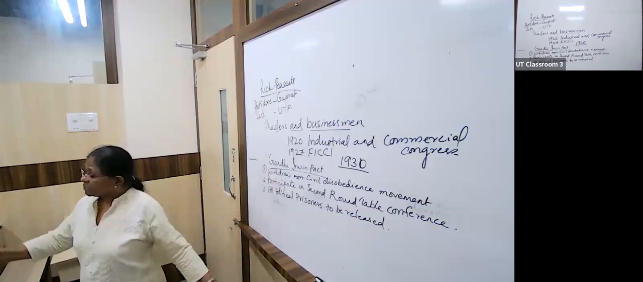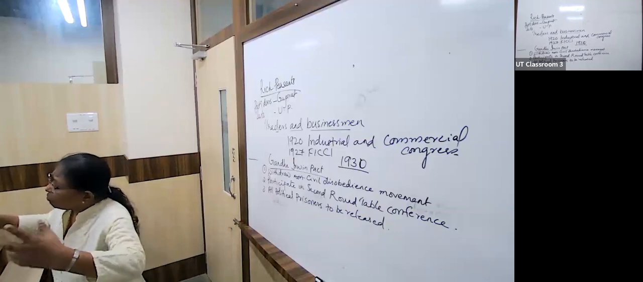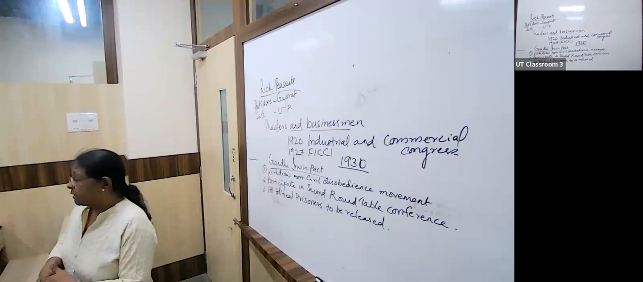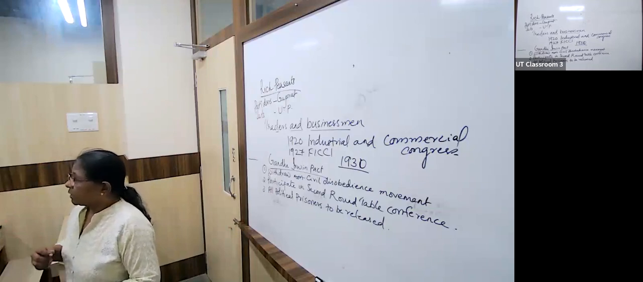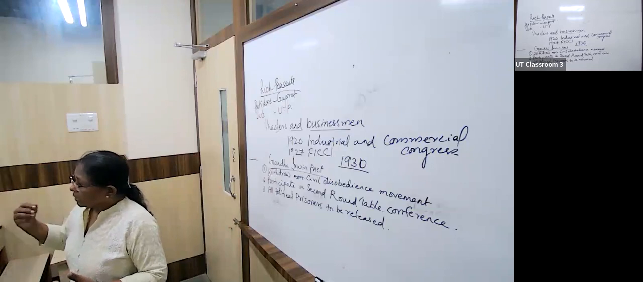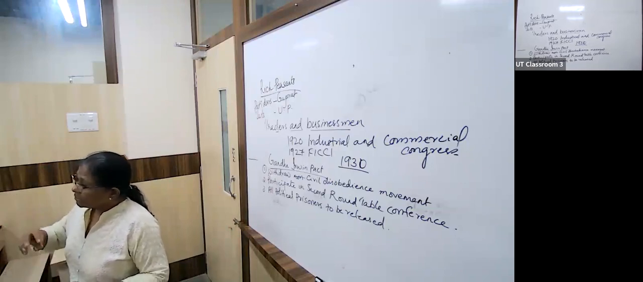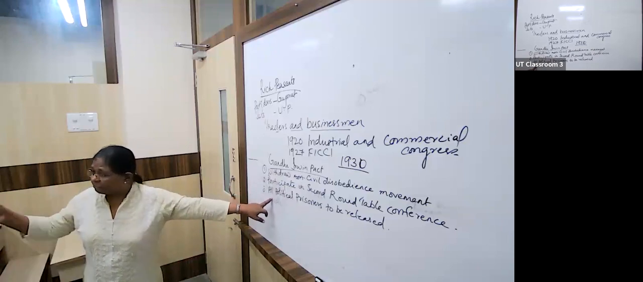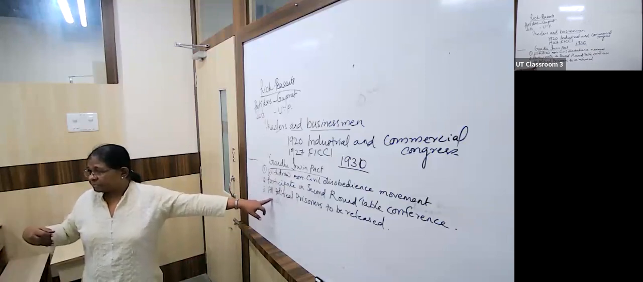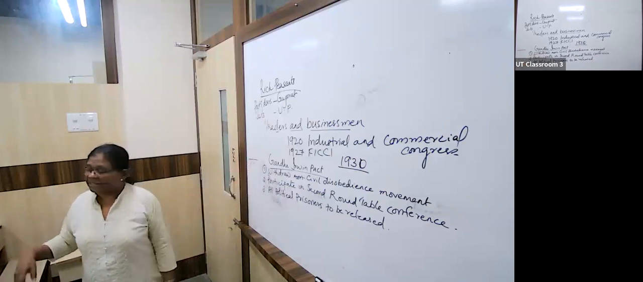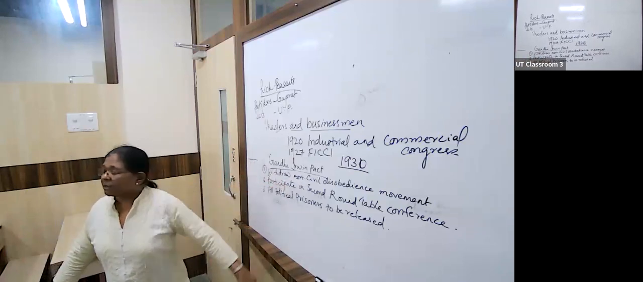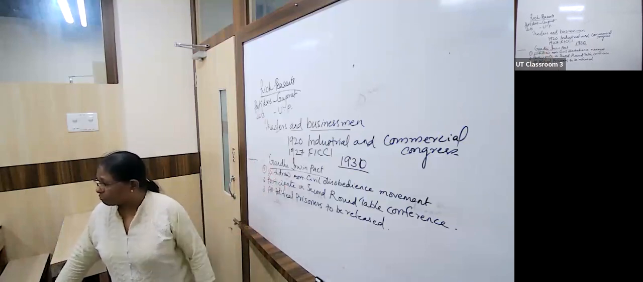Political prisoners means, when the civil disobedience movement was going on, one lakh leaders were arrested and imprisoned. Many important leaders were also arrested and imprisoned: Abdul Ghaffar Khan, Gandhiji also, Jawaharlal Nehru. All important leaders were imprisoned. So Gandhiji demanded that if you release them, then only we will participate in the second roundtable conference. Gandhiji agreed to participate. At the same time, they demanded that the civil disobedience movement be called off. Okay? This was it.